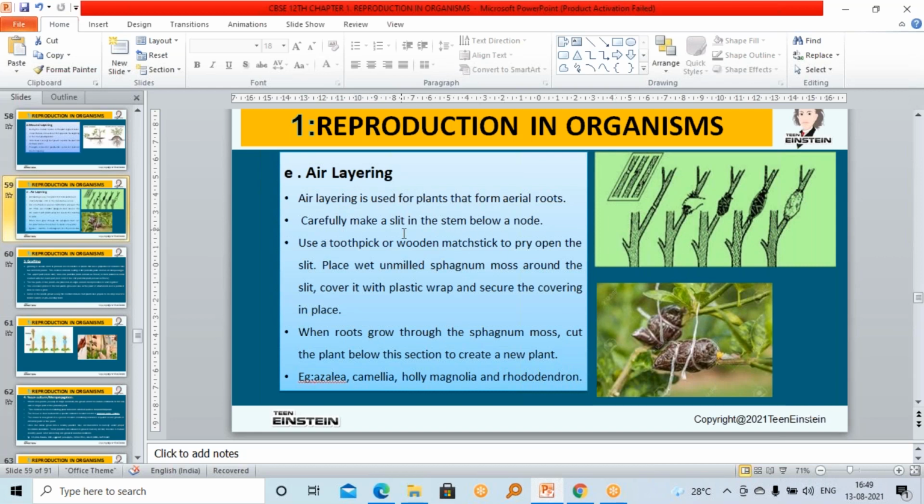First we need to make a slit in the stem below the node. And with the help of a toothpick or wooden matchstick, we need to open the slit. Then next step is, we need to place wet sphagnum moss around the slit and cover it with a plastic wrap. And we need to leave it for a few days. Then roots will start growing through the sphagnum moss. Then we can cut the plant below the rooting section and plant it as a new plant.